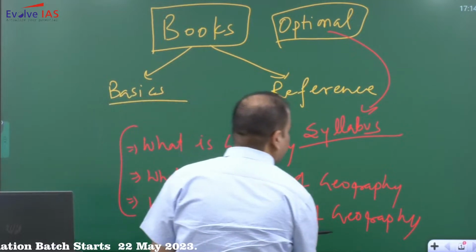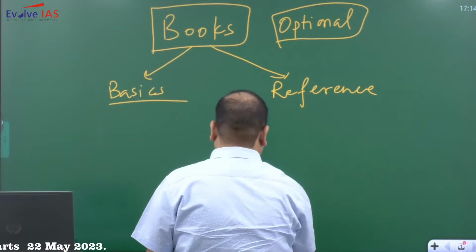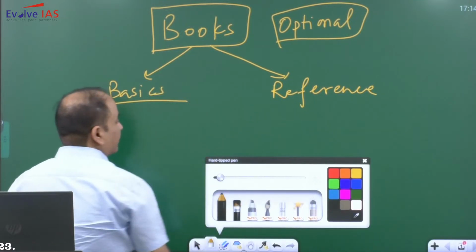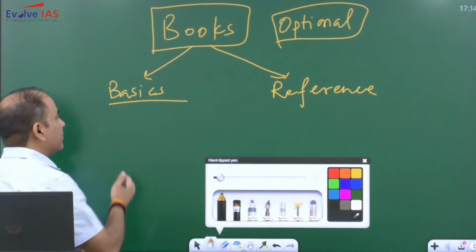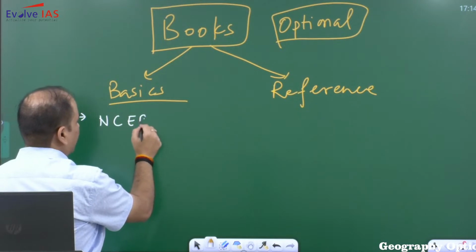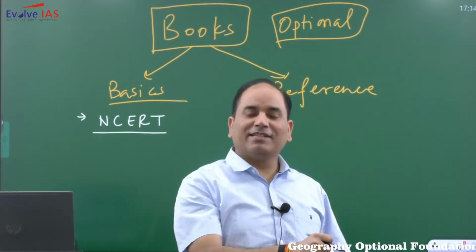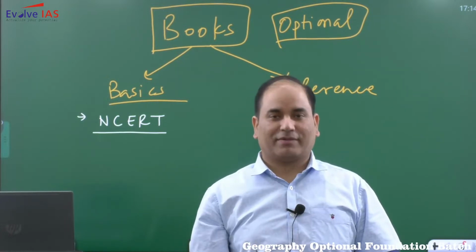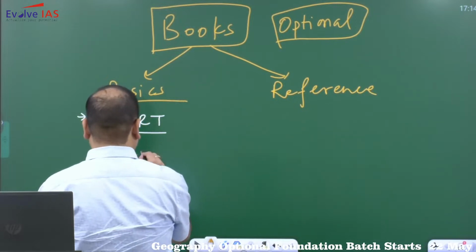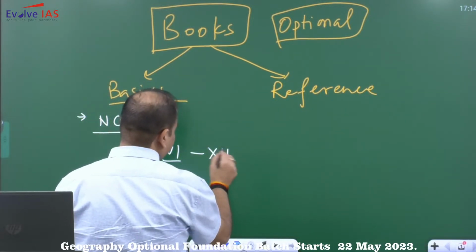Now what are the basic books? The most important books from where you all need to start your preparation of the geography optional is NCERT. But again, in NCERT it is important to pick up the right book. So you will need class 6 to 12th NCERT.